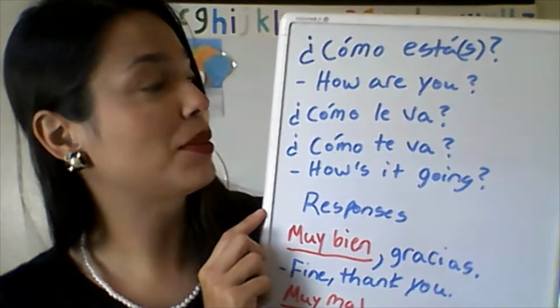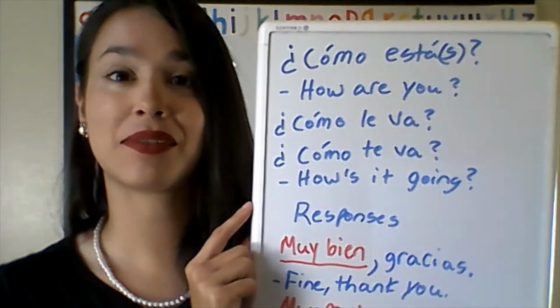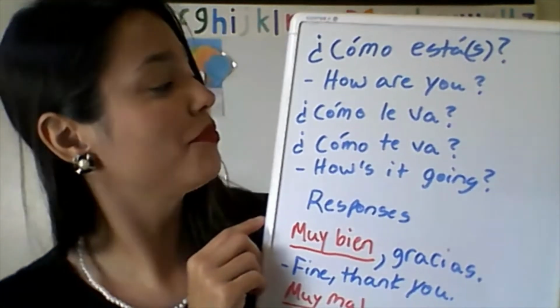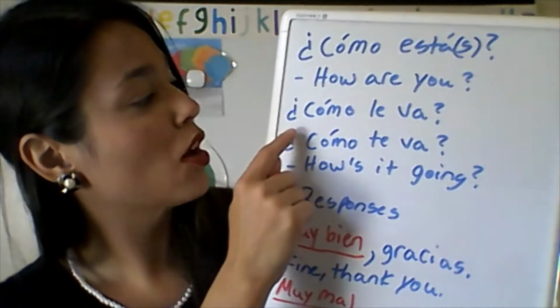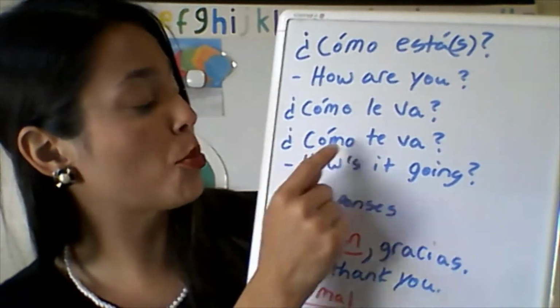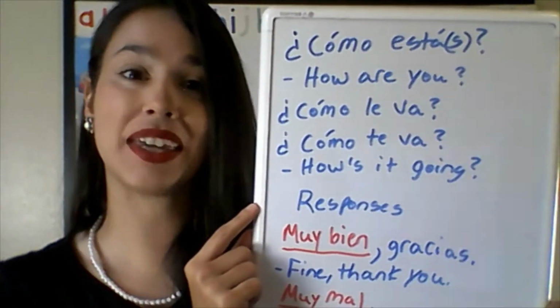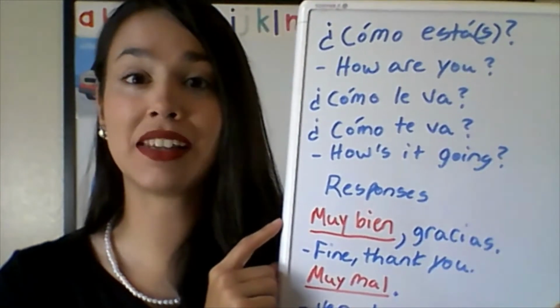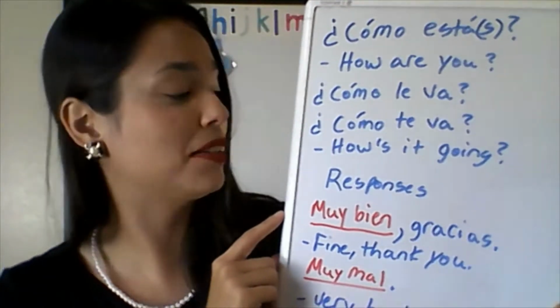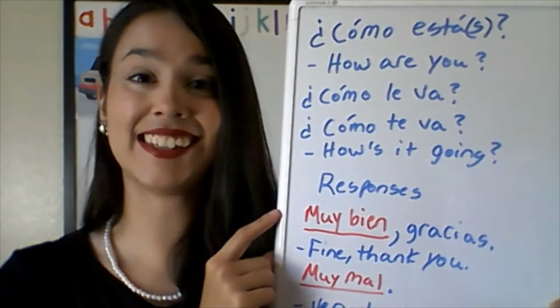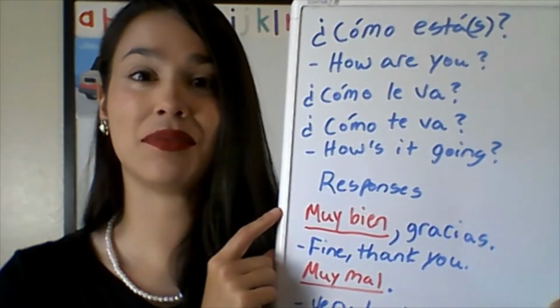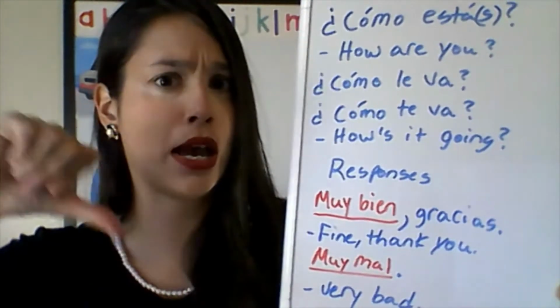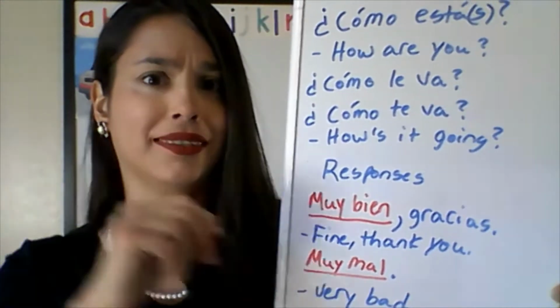Now we're going to review some questions that you can ask someone that you just met. Here's our first question. ¿Cómo estás? Which is, how are you? The next one, ¿Cómo le va? Or ¿Cómo te va? How's it going? Now here are some responses that you can say to those questions. Muy bien, gracias. Or very good, thank you. Or muy mal, very bad.